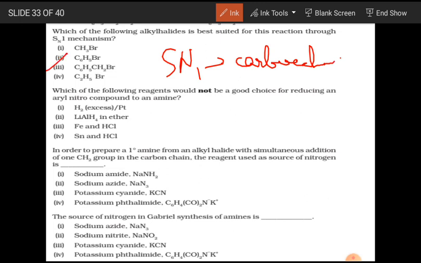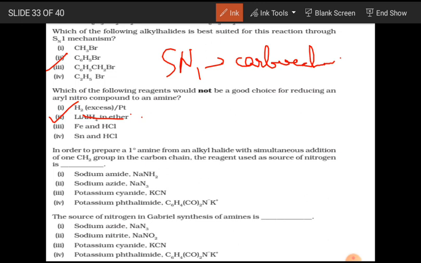Next question. Which of the following reagents would not be a good choice for reducing an aryl nitro compound into an amine? So what could be the answer for this? First one we can use, it's a good reagent, but second one is not a good reagent. It cannot be used for the conversion into ether. No reaction will occur in the presence of LiAlH4 in ether. So the answer should be option number 2. Let us move on to the next question.